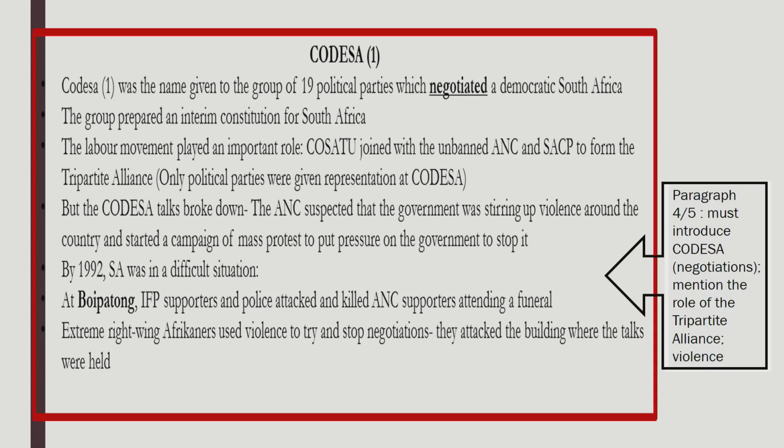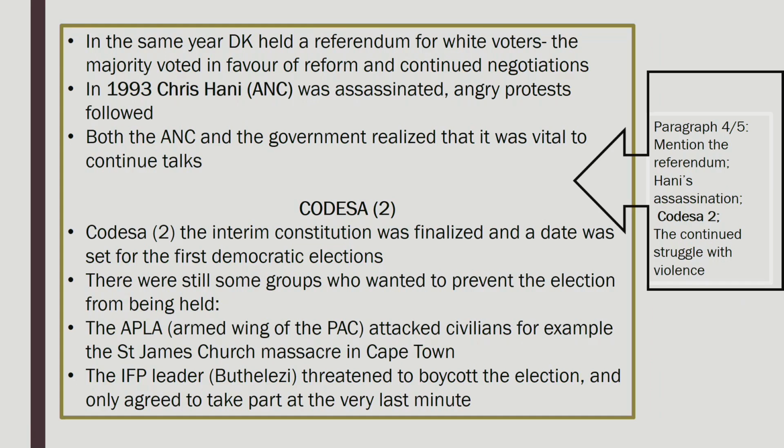There was the Boipatong massacre, where IFP supporters and police attacked and killed ANC supporters who were attending a funeral. You also had extreme right-wing Afrikaners who tried to use violence to halt our progress and stop negotiations. They attacked the building where the talks were going to be held. In paragraph 4 and paragraph 5, we need to mention the referendum.